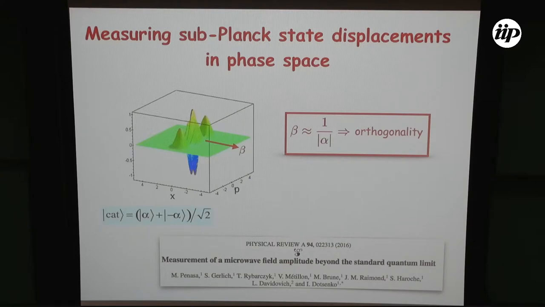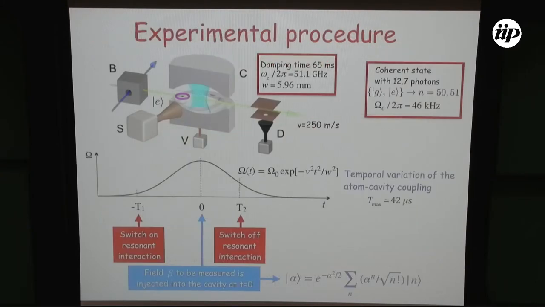So I'm going to describe the experiment now. The idea is the following. We have here a cavity, which is a very good cavity. The damping time of the field in this cavity is 65 milliseconds. That's the frequency of the mode in the cavity. This is the waist of this mode, about 6 millimeters. Then you send through this cavity an atom in a Rydberg state. Actually, it's a circular Rydberg state, with principal quantum number equal to 51 and angular momentum equal to the maximum possible, n minus 1. So it's a circular state.